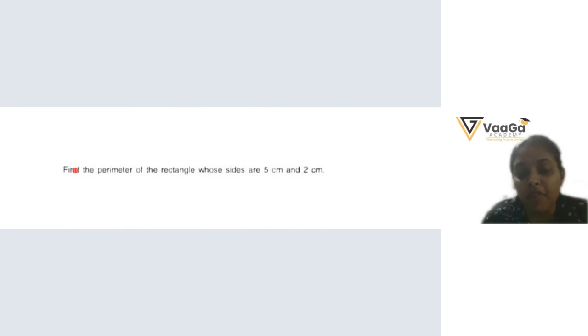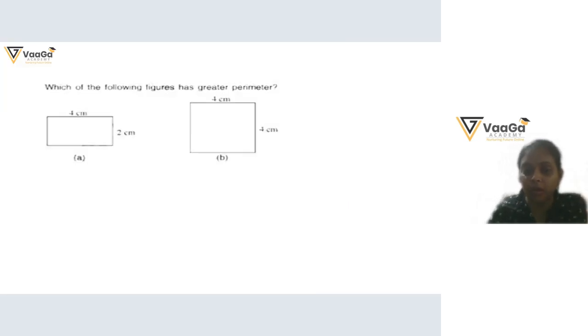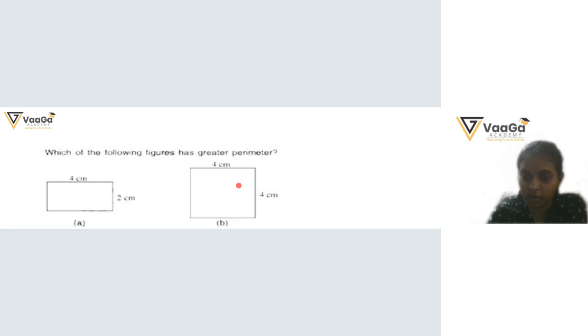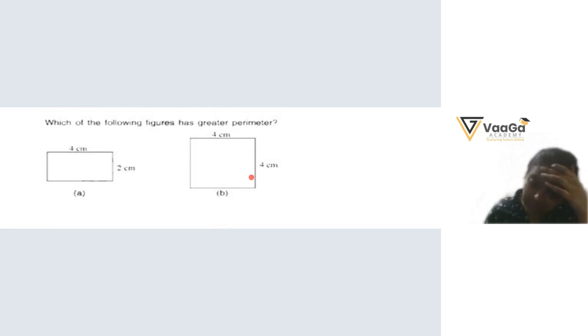Now let's solve this. Find the perimeter of a rectangle whose sides are 5 centimeters and 2 centimeters. So how will you find the perimeter for this? 14 centimeters. So you'll add 5 two times and 2 two times? Yes. So 5 times 2 and 2 times 2, and we add them. Very good. Now, 5 times 2 plus 2 times 2.